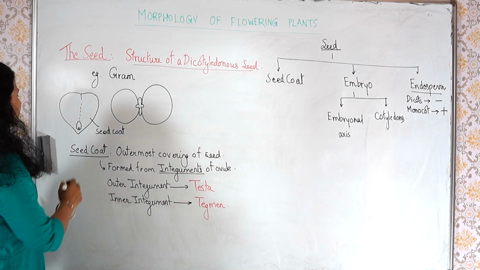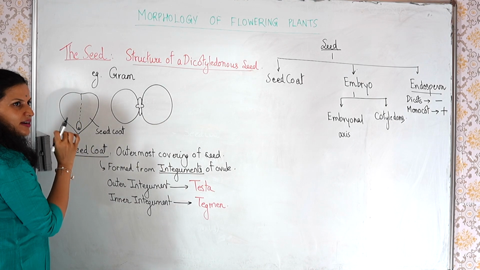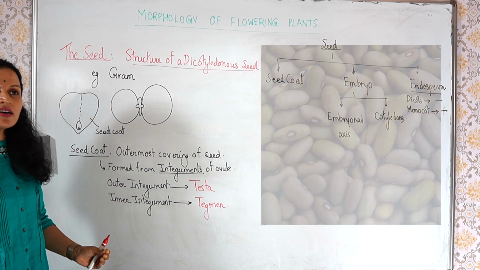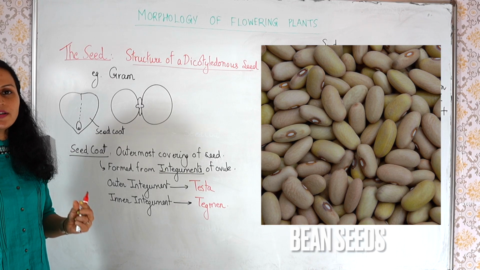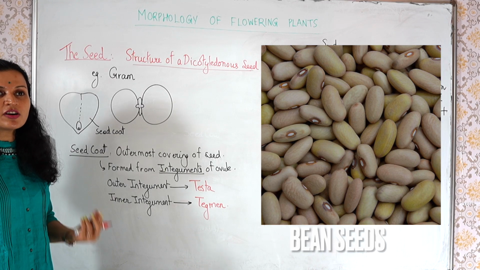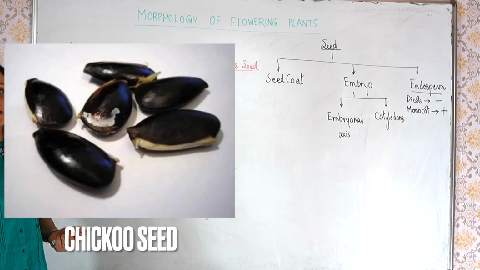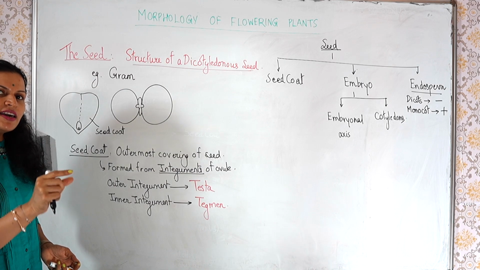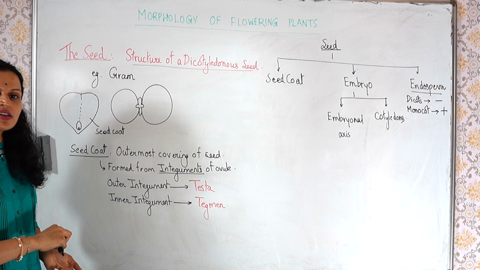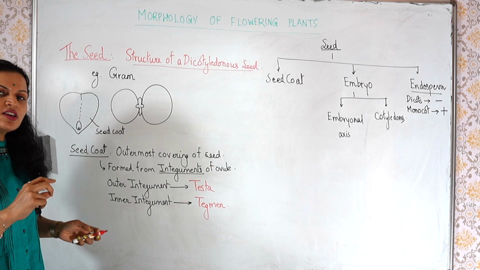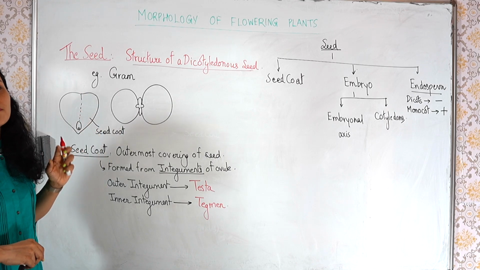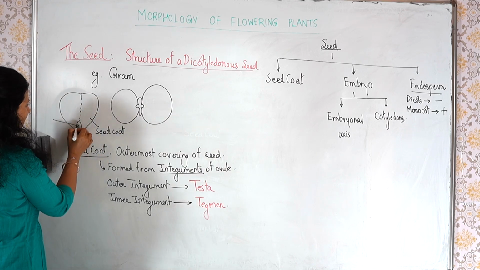Onto that seed coat you will find a white kind of scar, not very distinctly seen on a gram seed, but you can see it very distinctly on other seeds like a bean seed. A white color scar mark is present. Also a chiku seed, a long prominent scar is present on it. That is the place where this seed was attached to the fruit. The ovule is attached to the ovary via a funiculus. Okay, funiculus is then connected to the placenta. So when the ovule comes off, it leaves a mark on the seed coat. That mark on the seed coat is known as a hilum.